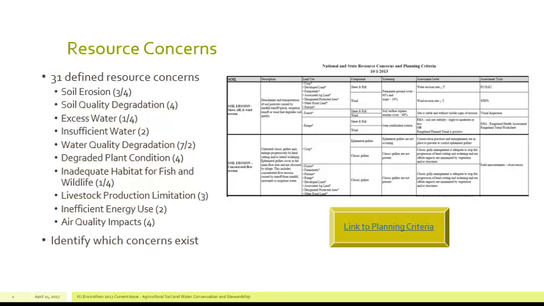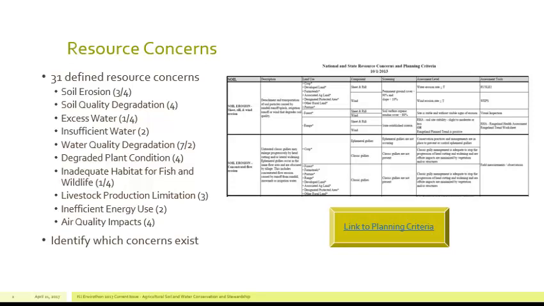Now, for us, a site could be a particular field that a producer is having issues with. It could be an entire farm. It could be just the farmstead area of the farm. The site is really determined by the planner and the producer.